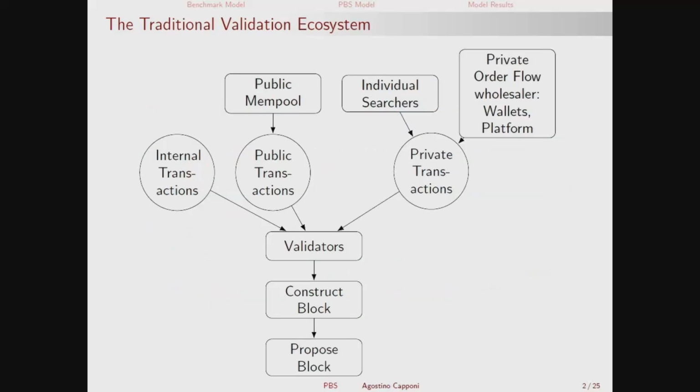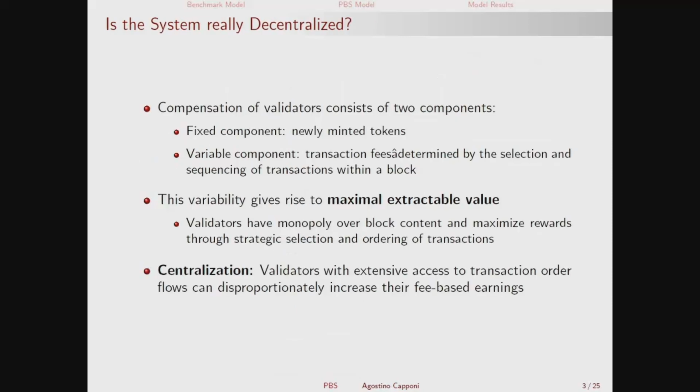These are transactions that the validators get to see because they establish a direct communication channel with these order flow providers. In the traditional picture of the ecosystem, for example Ethereum before the merge, we have public mempool transactions, individual searchers, and private order flow. They are all collecting and constructing these transactions so that they can be assigned to the validators, and the validators go ahead and construct the block, and there is the whole mechanism of proposing, validating, and finalizing the block that we also saw in the discussions over lunch.